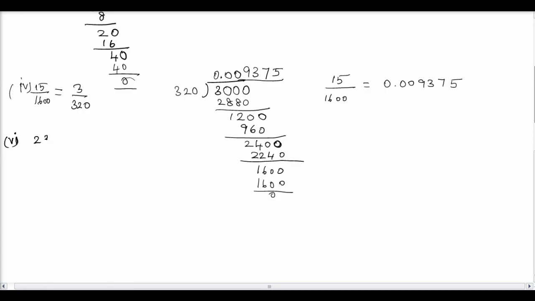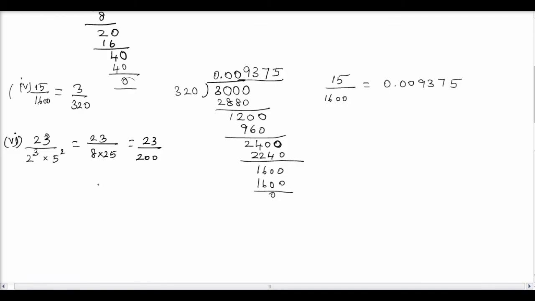The 5th subdivision is not a terminating decimal. So we move on to the 6th subdivision. It is 23 by 2 cube into 5 square. So this is 23 by 8 into 25, that is 23 by 200.